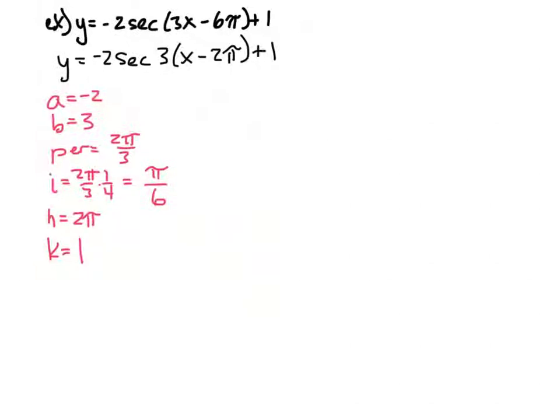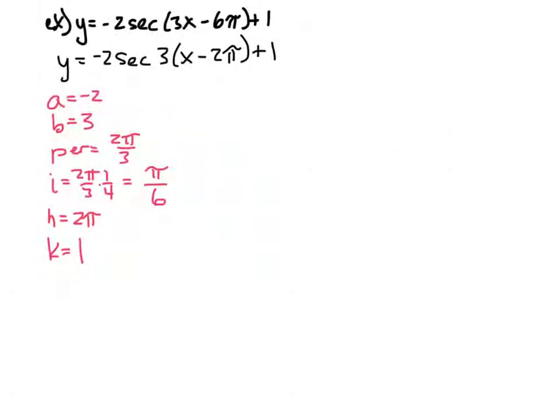Now, since I'm graphing this like a cosine, remember that the starting point would be at h, and then the midline minus this 2, since this is a minus. So let's just get right into graphing this.